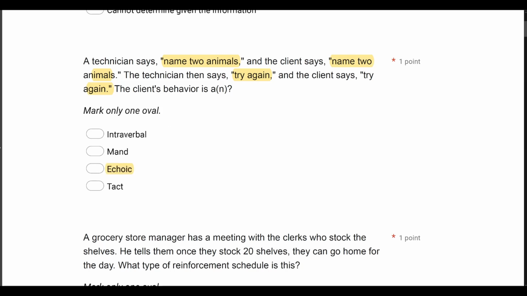Again, just be familiar with the very, very basics of these four. Intraverbal is like a conversation, right? What does the dog say? Woof, woof. A mand is a request. Can I have a cookie? And an echoic is what we're talking about here. And a tact is a label. You look at something and you say, you look at a car and you say car.